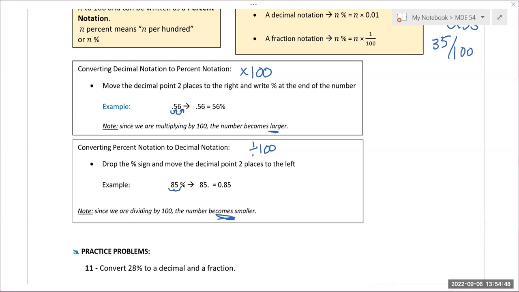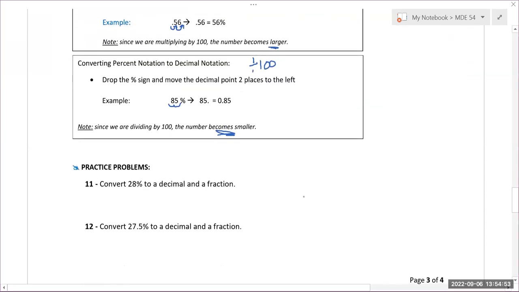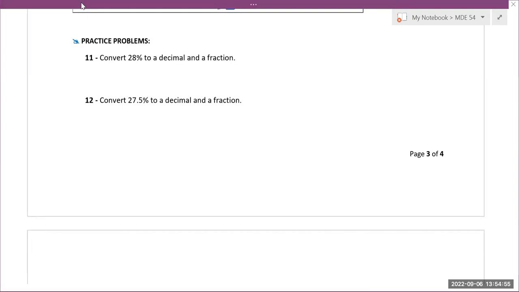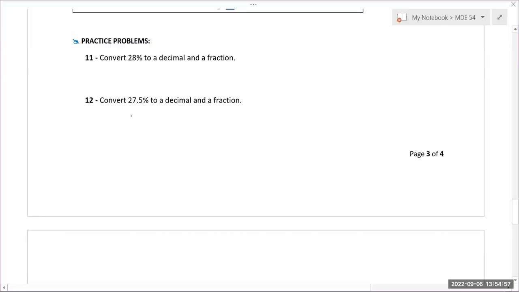So here's just a few practice problems. There are several on here. You do as many as you need to do, and check them against the key. That's completely up to you. So if I wanted to convert 28% to a decimal and a fraction, how you want to do this order-wise is up to you. I'm going to first do that fraction notation. And then I'm going to do that decimal notation. And I end up with my 2 answers.